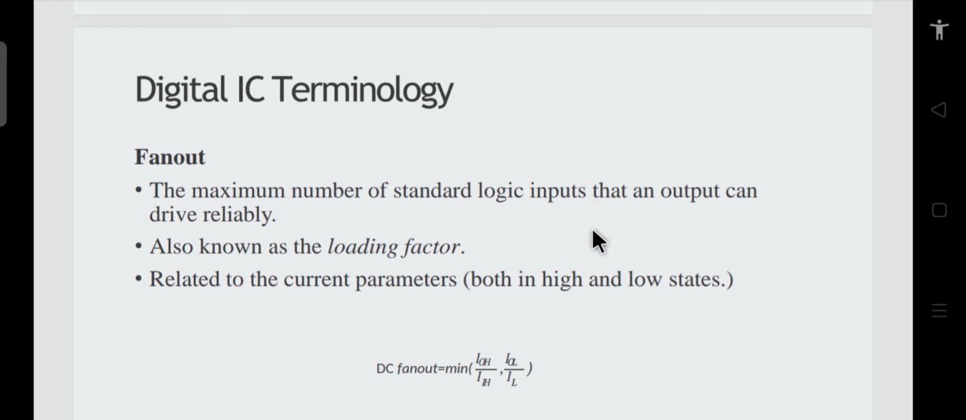Okay, so this is how you define the maximum number of standard logic inputs. Standard logic means the same type of gate you are using, so similar gates. So how many similar gates you can connect to the output of a gate, that is called the fan out of that circuit, and it defines the driving capability of that particular circuit. It is also called the loading factor of the circuit.